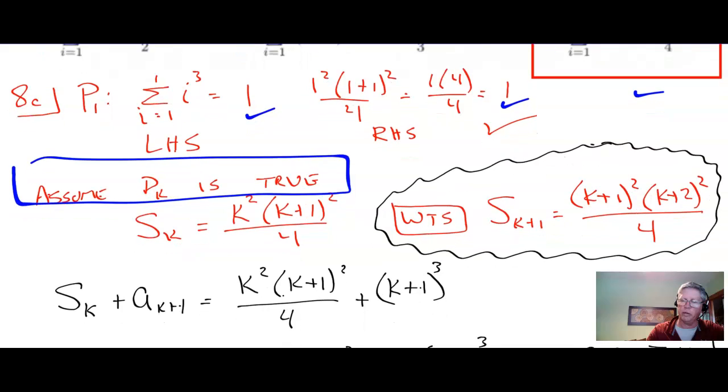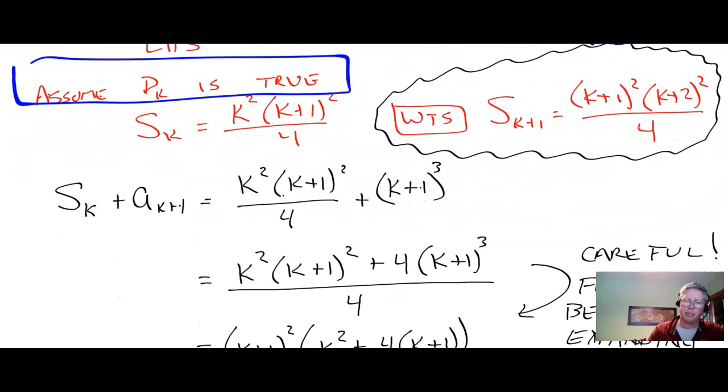I want to show what the k plus first term looks like. What does the sum look like? I plug in k plus 1 for everything, and I get this. So this is what I want to get to. That's a nice thing to check out.